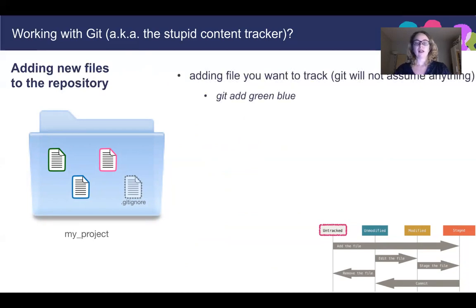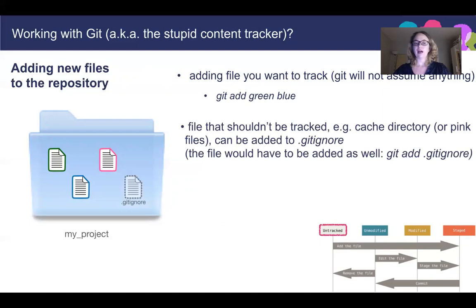So let's say you want to track two files. You want to track the green and the blue file. So in order to add these files to the repository, you have to call the git add command.